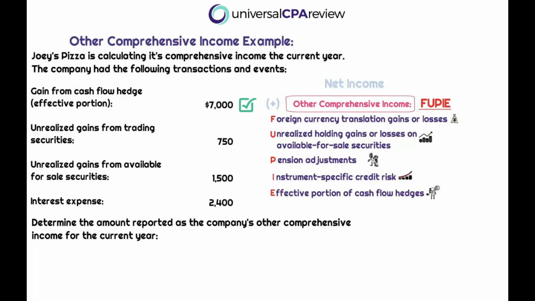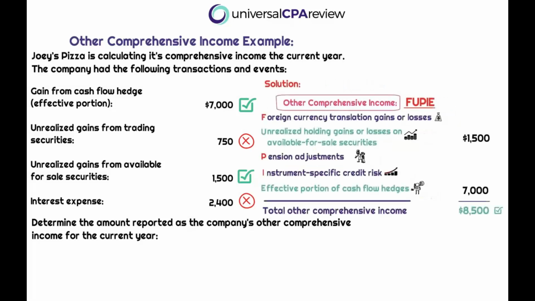What about the U in our PUFIE mnemonic? That stands for unrealized gains or losses, but unrealized gains or losses from what? Unrealized gains or losses from available for sale securities, not trading securities. So the $750 unrealized gain from trading securities would be reported in the income statement under net income, whereas unrealized gains from available for sale securities, this $1,500, would be reported in other comprehensive income. And finally, interest expense is not going to OCI; that's going to the net income calculation.